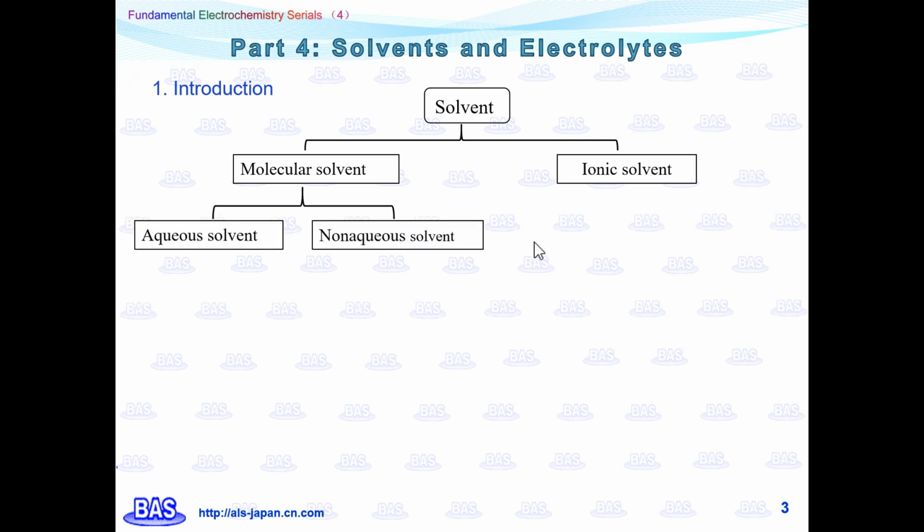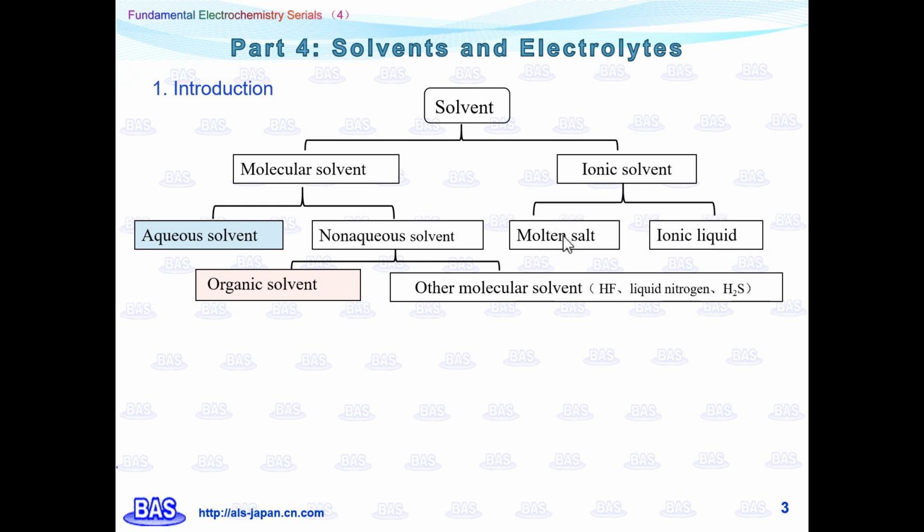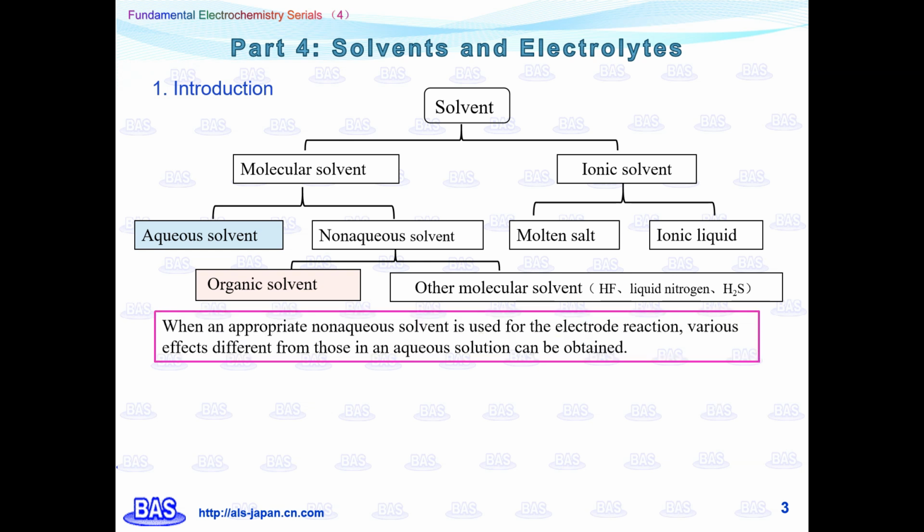Molecular solvents can be divided into two main categories, aqueous and non-aqueous solvents. Non-aqueous solvents can be further divided into organic solvents and other molecular solvents, such as hydrogen fluoride, liquid ammonia, and sulfur dioxide. Solvents other than water are collectively referred to as non-aqueous solvents. Most ionic solvents are high-temperature molten salts, which can be divided into electrolytes and ionic liquids that have recently received a lot of attention. Water is a very excellent solvent for electrode reactions and is widely used.